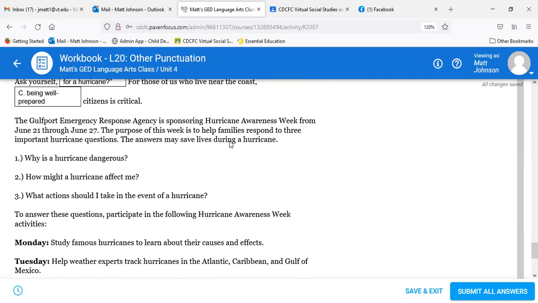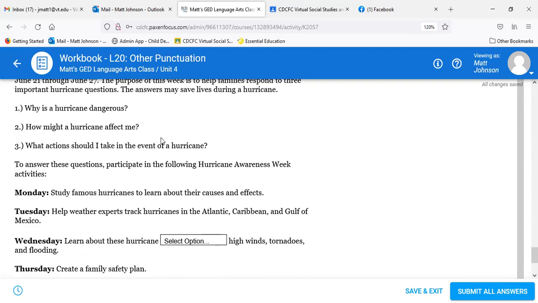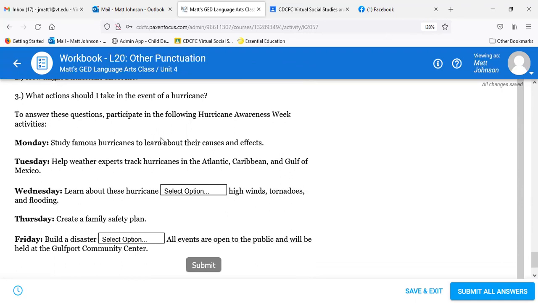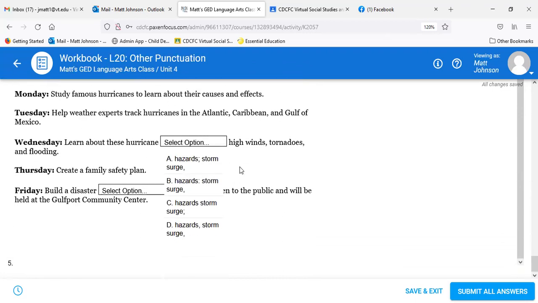The answers may save lives during a hurricane. Why is a hurricane dangerous? How might a hurricane affect me? What action should I take in the event of a hurricane? To answer these questions, participate in the following Hurricane Awareness Week activities. Study famous hurricanes to learn about their causes and effects. Help weather experts track hurricanes in the Atlantic, Caribbean, and Gulf of Mexico. Learn about these hurricane hazards.